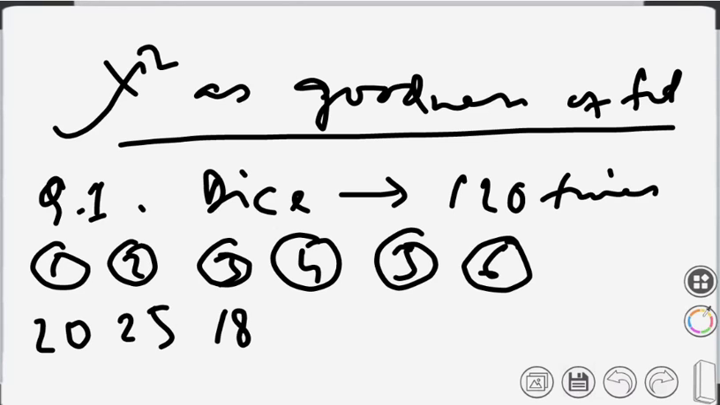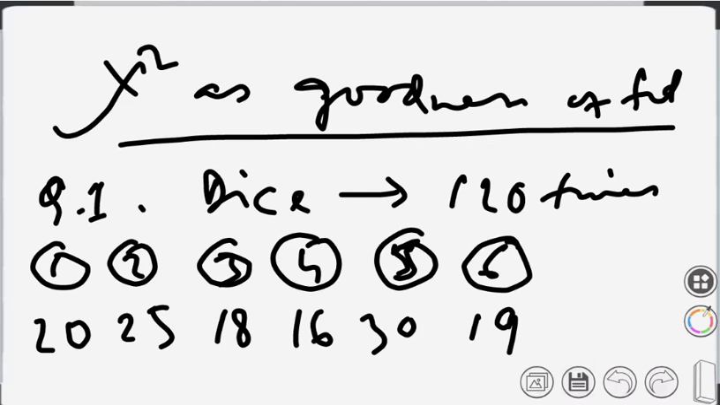25, 18, 16, 30, and how many remain? 20 plus 30 is 50, 50 plus 25 is 75, plus 18 plus 16 equals 109. So out of 120, the remainder will be 19. So face 1 came up 20 times, face 2 came up 25 times, face 3 came up 18 times, face 4 came up 16 times, face 5 came up 30 times, face 6 came up 19 times.